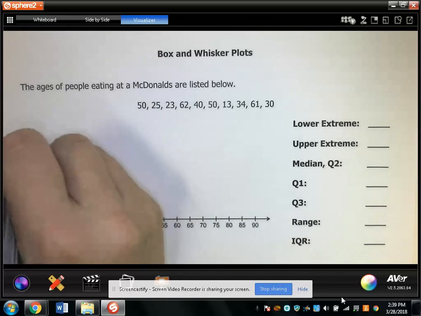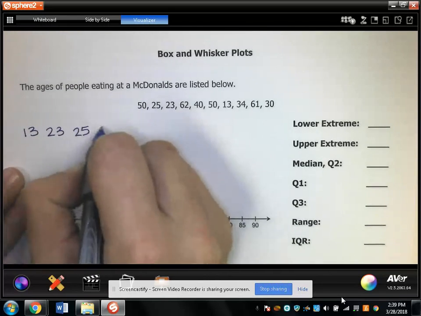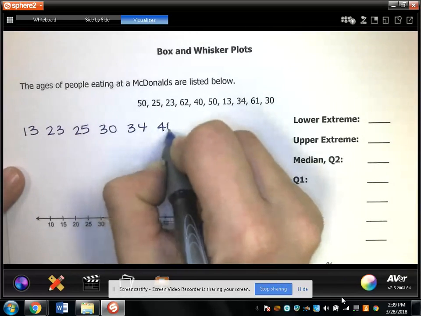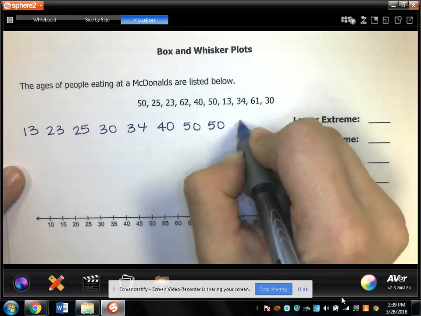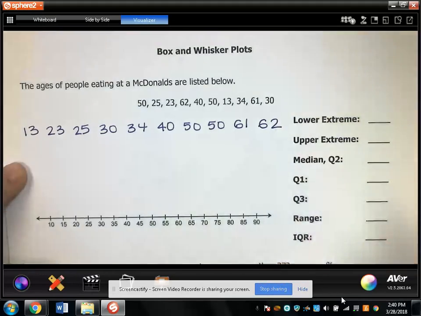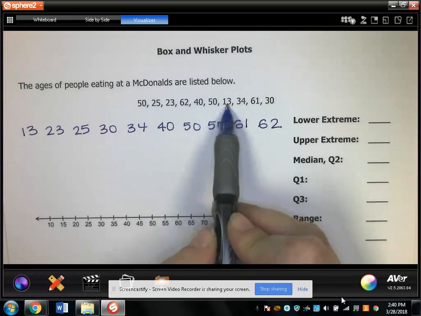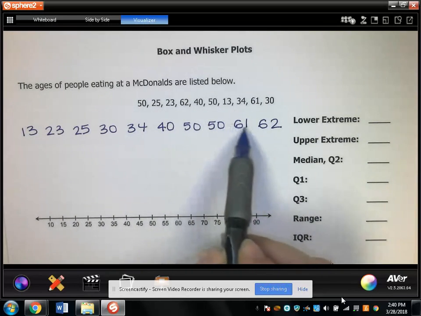So I already kind of thought this out and I wrote this down. So these are the numbers once I put them in order. Okay, so I'm going to make sure I have enough numbers. So 1, 2, 3, 4, 5, 6, 7, 8, 9, 10. Perfect.